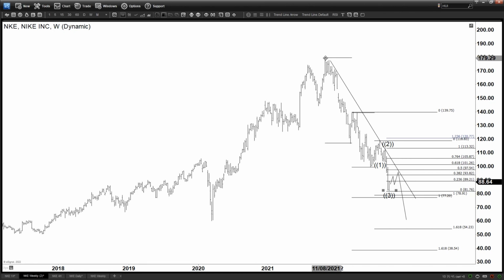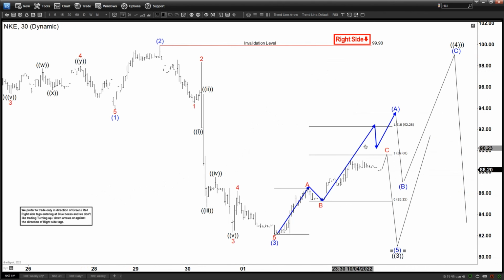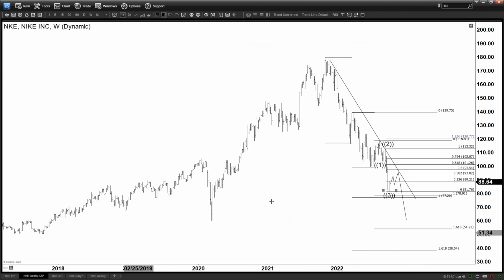Okay, so that's the idea for the Nike. We got two paths. Either we are extending lower to finish 3 and then do a bigger fall lower again, or 3 could be ending here and we might already be doing a bigger rally, but it's still going to fail anyway for the downside, targeting at least 77 or so as the target on the downside. Okay, so that's the update from the Nike.